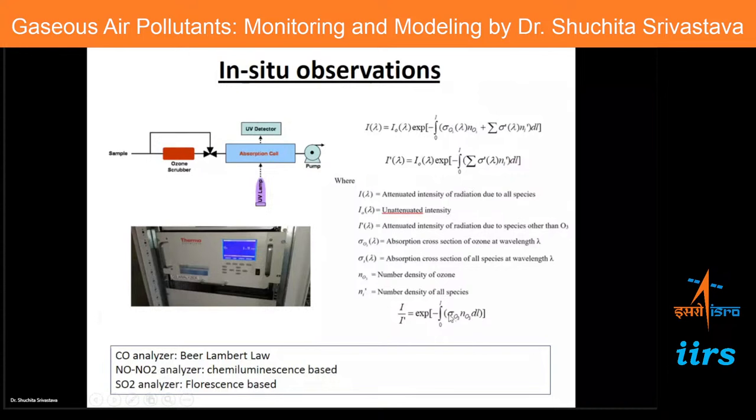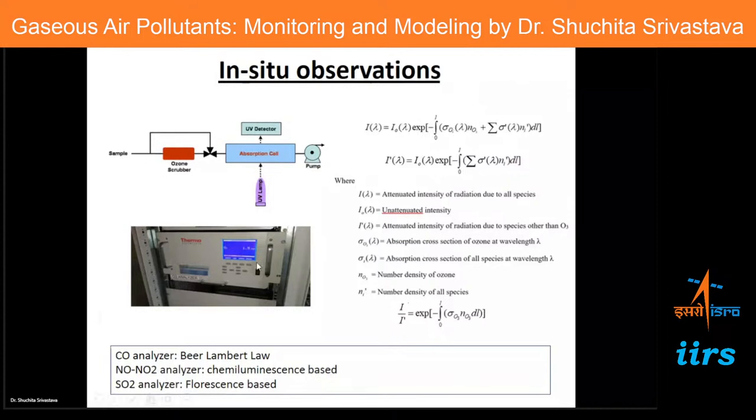Sigma is a function of wavelength for each particular gas, and it is a known parameter. I and I dash are measured in two cycles, first cycle for 5 seconds and second cycle for 5 seconds. So in two cycles, we have measured I and I dash. What is unknown? Only the number density of ozone is unknown in this process. So by using this Beer-Lambert law, we can calculate the number density of ozone in the ambient air.